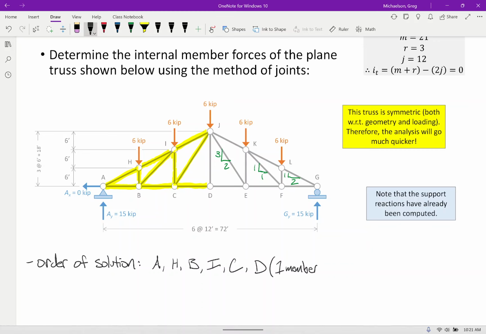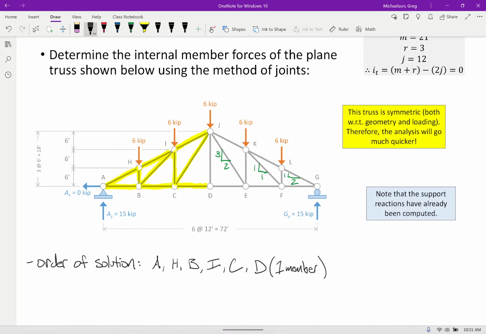Now why is that? That might seem a little weird, like, well, hold on, Dr. Mike, if I look at joint D, I've got this member and this one. Why am I saying there's only one member to solve? Because it's symmetrical. Whatever I get for CD is going to be this answer, right? Keep in mind, this is a symmetric structure, and it's got to be symmetric with respect to both loading and geometry for this to work.